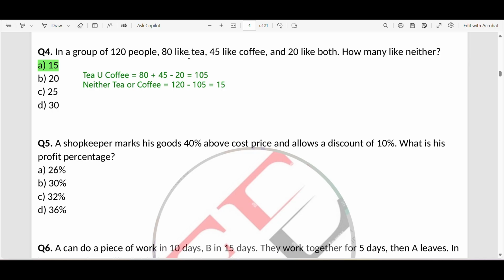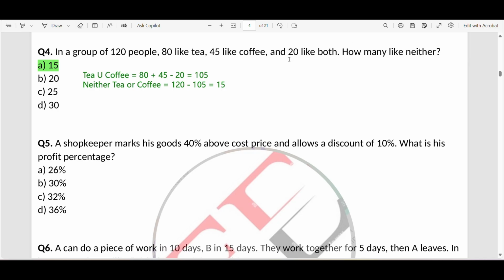So now we are going to solve this question in reverse manner. First we are going to find who likes tea or coffee, and then by subtracting that number from 120, we will get the people who don't like tea or coffee. So how to do that?